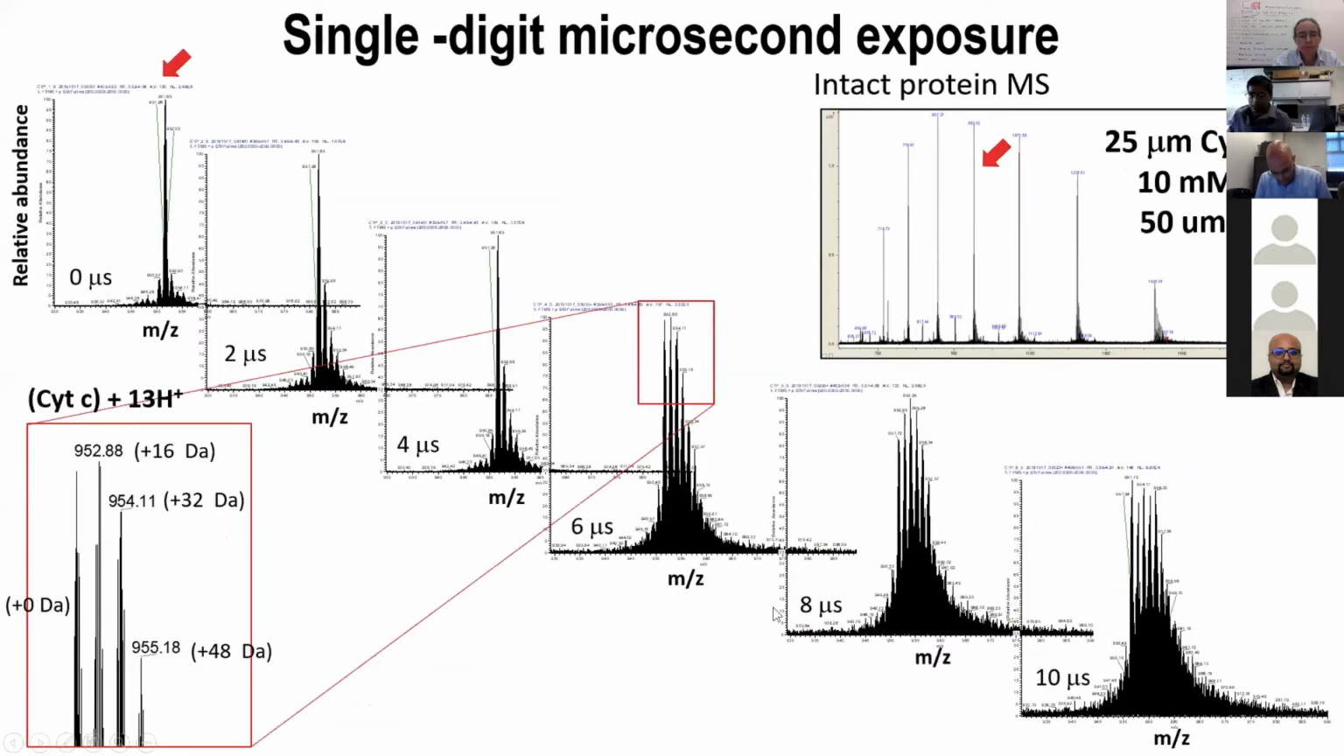So this is an example of the protein dose that we got when we went to NSLS2. This is the intact oxidation of cytochrome C. Cytochrome C is our standard sample. We got a huge amount of modification at 2 microseconds, and then massive at 10 microseconds. We are very happy to see that.